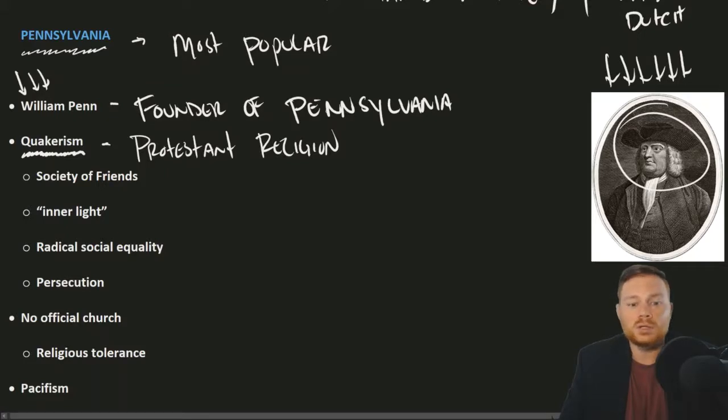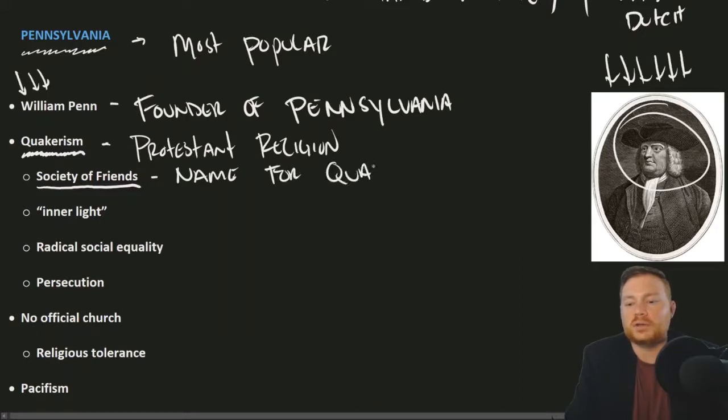Relatively small in number, like the Puritans in some ways, but maybe even more persecuted than the Puritans. There was actually a time period where a number of Quakers were killed in the Massachusetts colony for their belief. The Society of Friends is sometimes what the organization of Quakers is called, so we might say this is just a name.